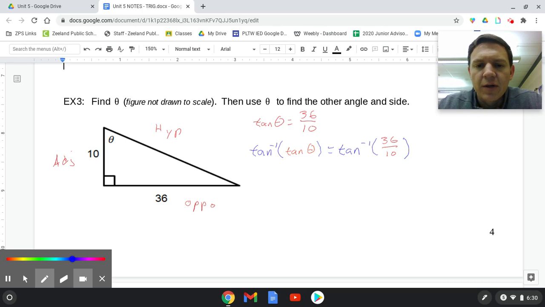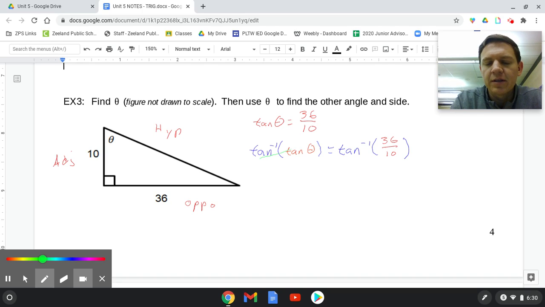Okay, so I'm inverse tanning both sides of the equation. You look at the things in red, which came from the previous line. The inverse tangent and a tangent just undo each other. That's the whole point of an inverse. It just undoes itself.